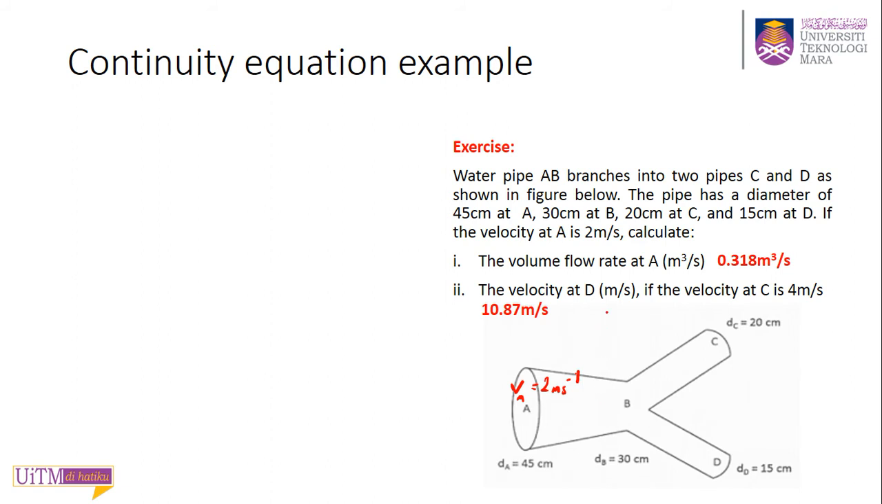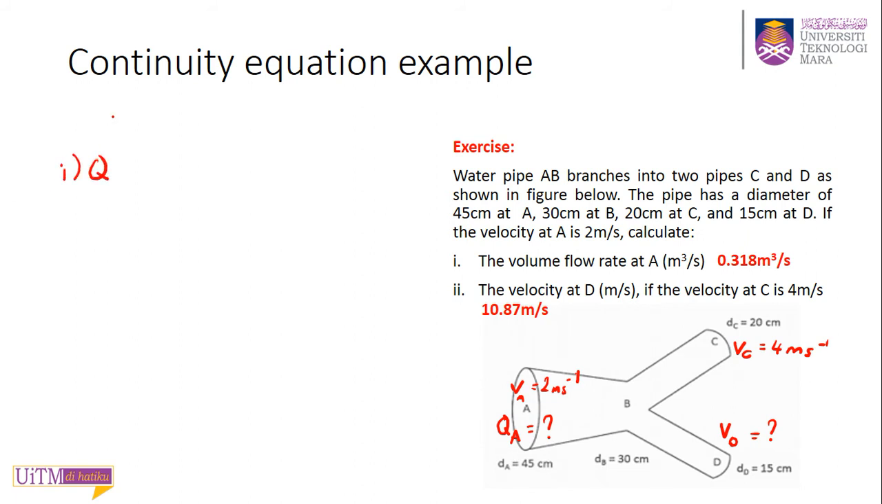Calculate the volume flow rate at A. So they ask you to find QA. So that's one. And they ask you to find the velocity at D here, so they want to find the velocity at D, VD, if the velocity at C, VC, is equal to 4 meter per second. Okay, number one, how can you solve the volume flow rate?